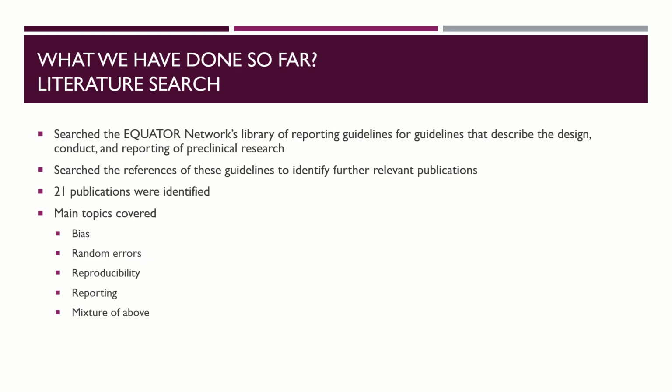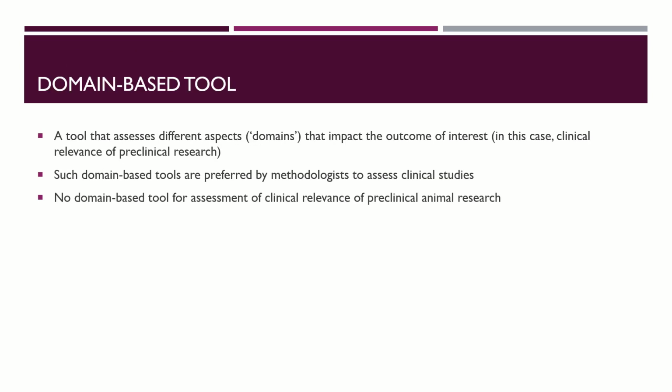So, what did we do? We performed a literature search. We searched the Equator Network's library of reporting guidelines for guidelines that describe the design, conduct, and reporting of preclinical research. We searched the references of these guidelines to identify further relevant publications. We identified 21 publications, and the main topics covered included bias, random errors, reproducibility, reporting, or a mixture of the above. Now, for people who are not familiar with what these are, don't worry, all of this is explained in later presentations.